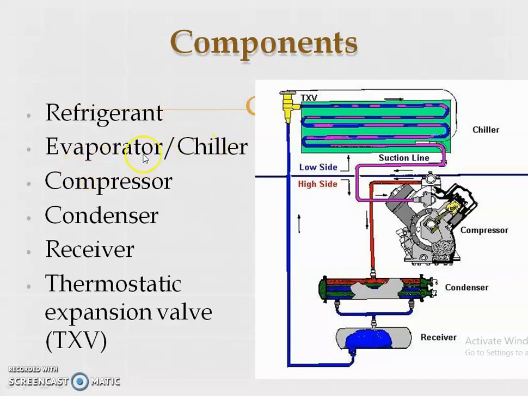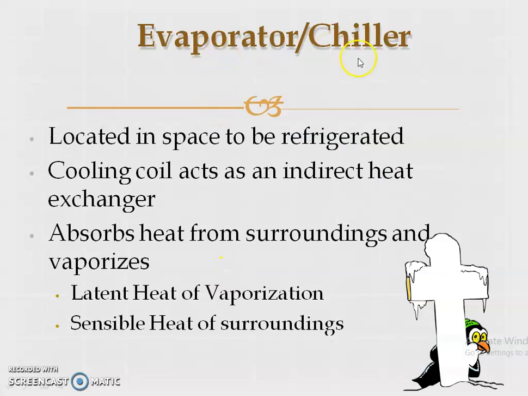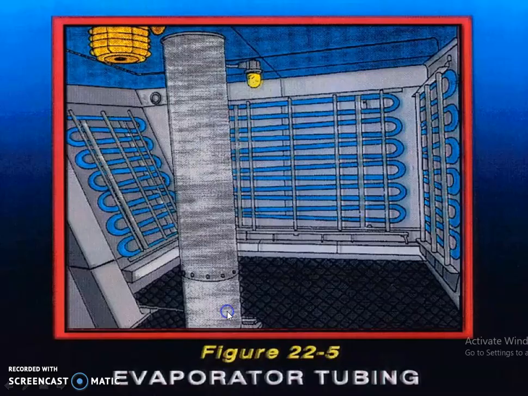The other units are the evaporator or chiller unit, compressor, condenser, receiver, and thermostatic expansion valve. These are all the main components used in the vapor compression refrigeration cycle. In the evaporator we get the chilling effect in the space to be refrigerated. The cooling coil acts as an indirect heat exchanger, absorbing heat from the surroundings and vaporizing. We get the latent heat of vaporization and the sensible heat of the surroundings.